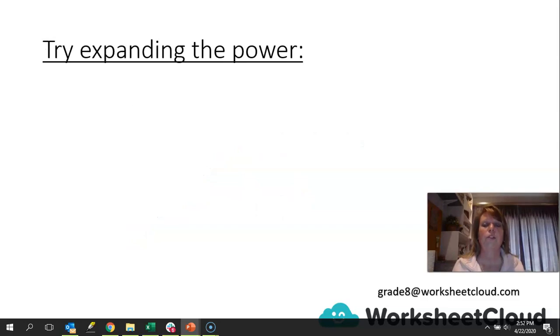Okay, let's try expanding these. Like we had x squared is equal to x times x. See if you can pull these apart and expand these. I'm going to give you a little bit of time, so pause the video, try and work those out on your own, and then we'll go over them together.